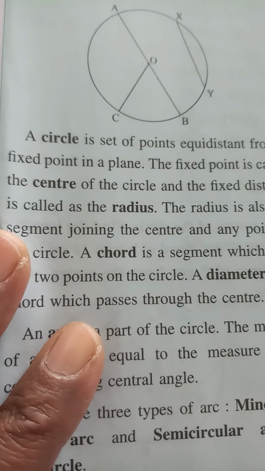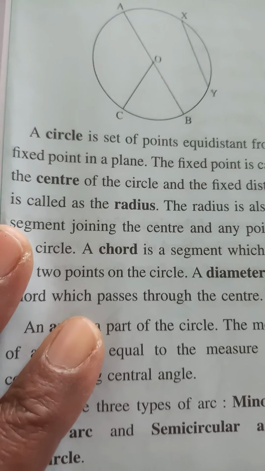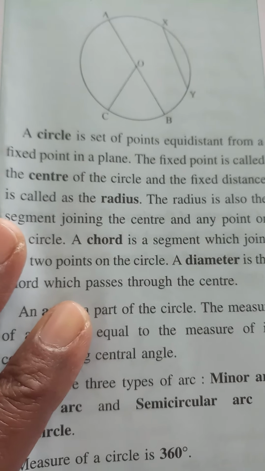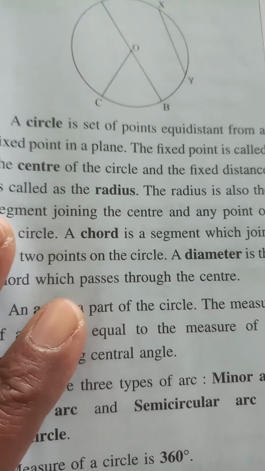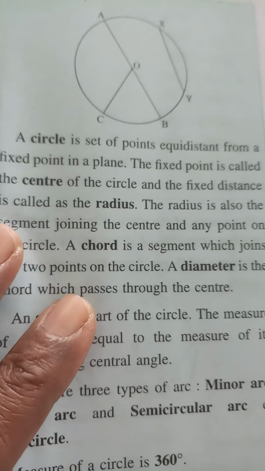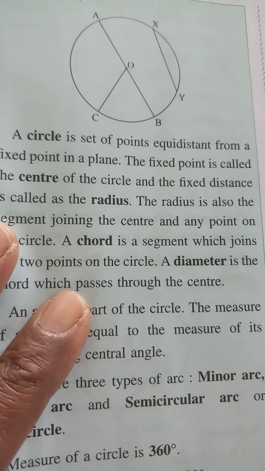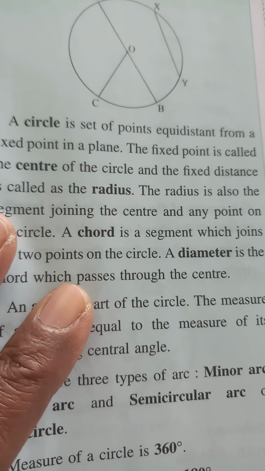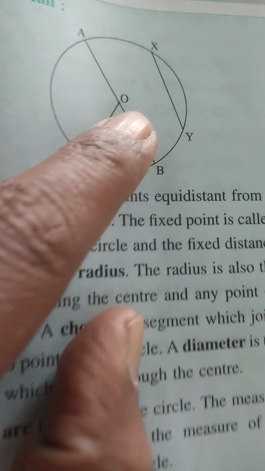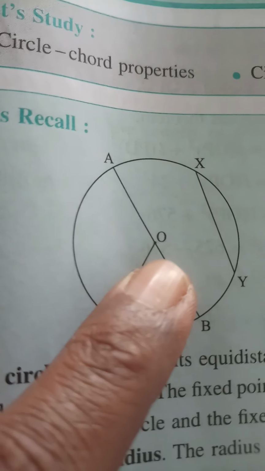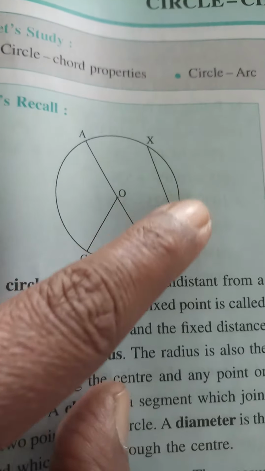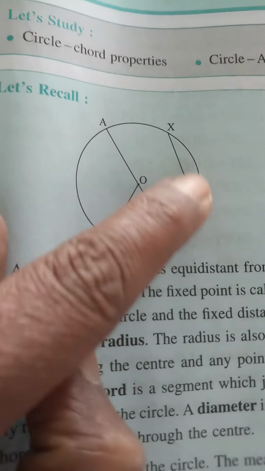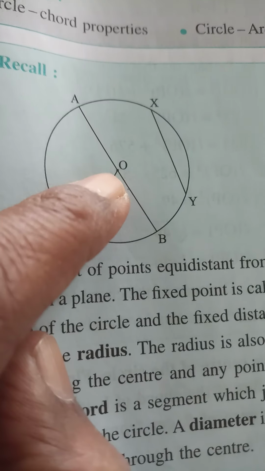What is a circle, children? A circle is a set of points equidistant from a fixed point in a plane. Now see here, this is the fixed point, children, which we call the center. And these are the points which are equidistant from this O.